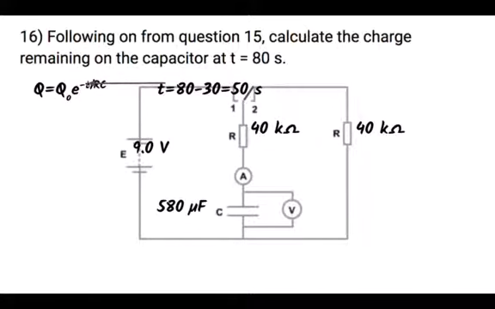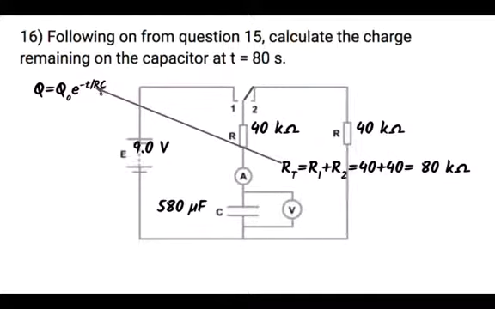The time for our discharging circuit is not going to be 80 seconds, it's going to be 80 minus 30. We're only discharging for 50 seconds. And the resistance of our discharge circuit: there are two resistors in the discharge circuit, so that resistance there is going to have to be 40 plus 40 is 80 kiloohms. Best of luck with this one.